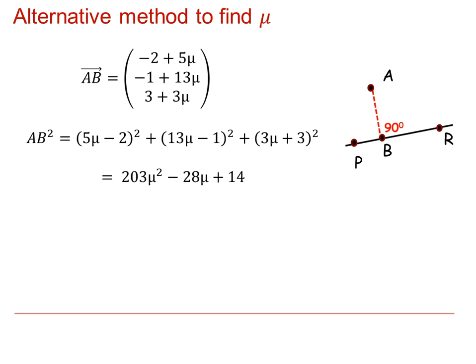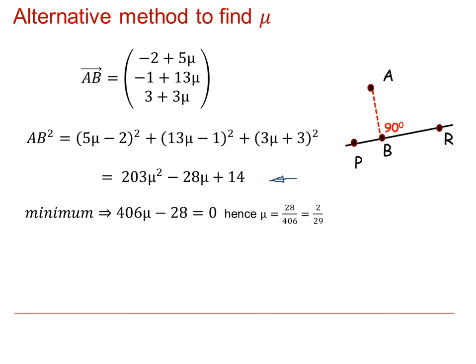Now we want to find the minimum length of AB, and that of course will be the same as the minimum length of AB squared, or at least it will be the same value of mu that gives that. So because we're looking for a minimum, that suggests that we could use differentiation. If this expression here is going to be equal to a minimum value, its derivative is going to be equal to 0. So differentiating that gives 406 mu minus 28. We want that to be 0 because of the minimum, and hence mu is equal to 2 over 29.